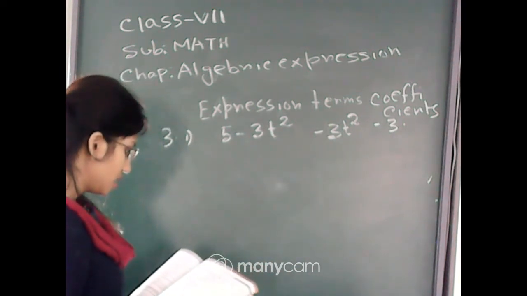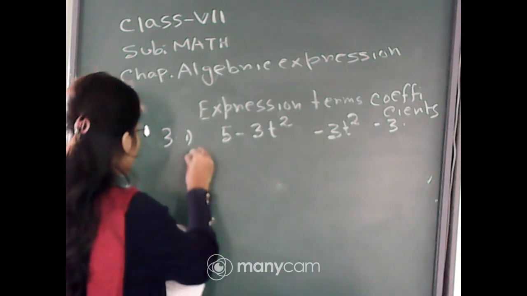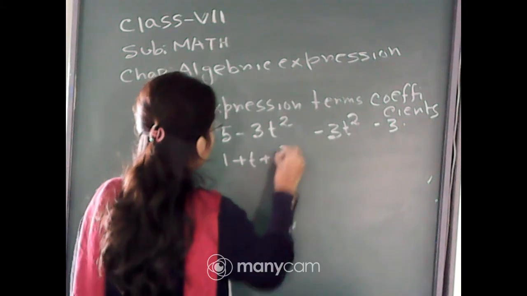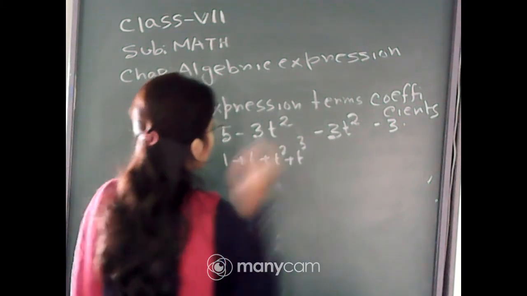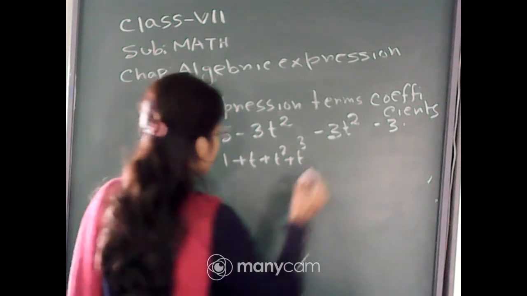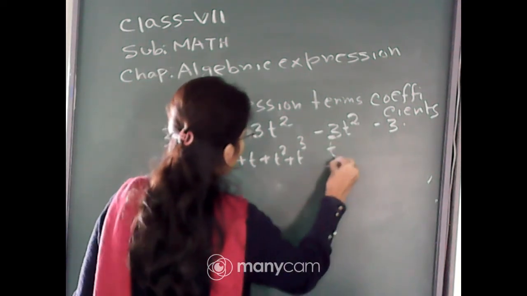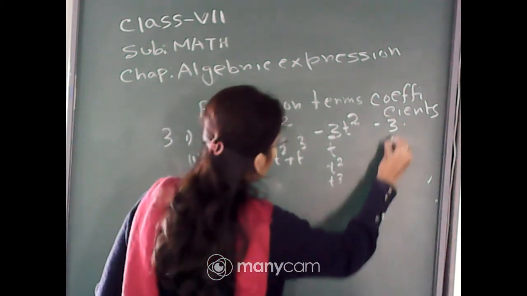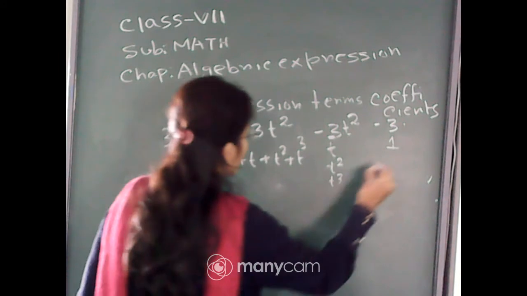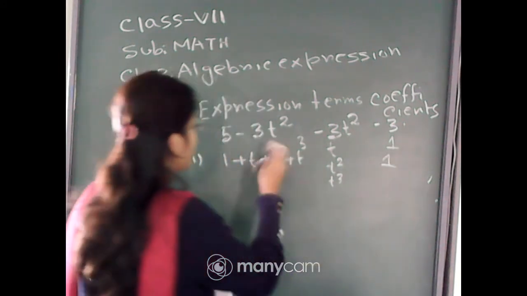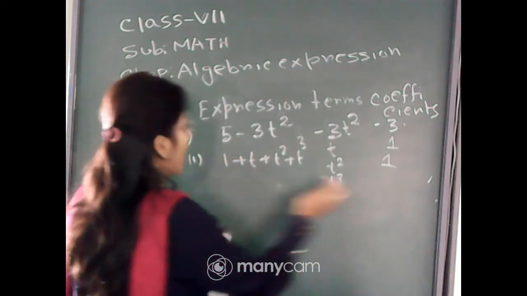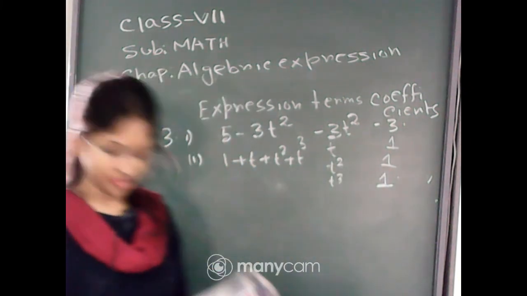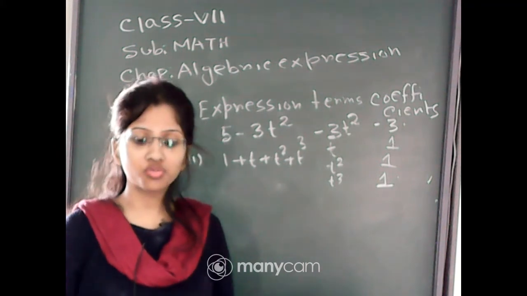Next, question number 2. Here the algebraic expression is 1 plus t square plus t cube. Therefore, the terms other than constants are t square and t cube. Now, the coefficient of t square is 1, because the numerical factor of t square is 1, and the coefficient of t cube is also 1. Clear? Up to this portion, any problem, students?